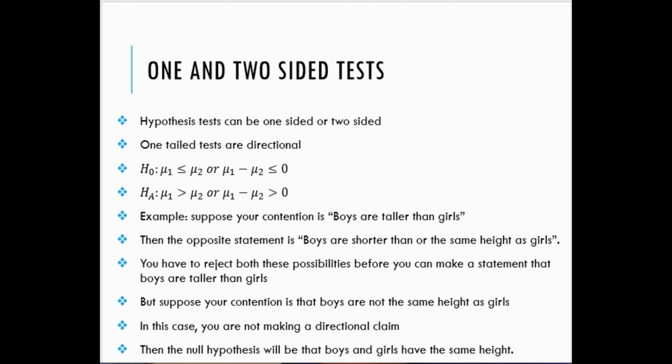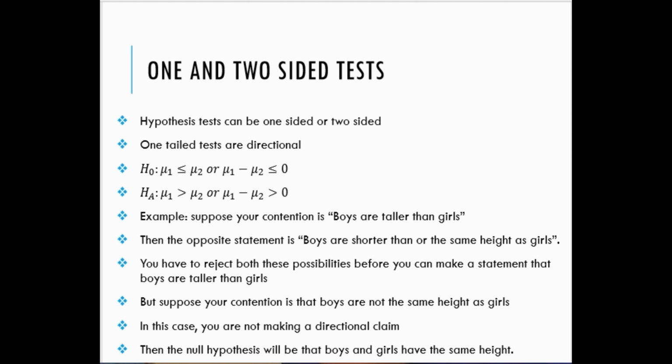Now we come to the idea of one and two sided tests. You can make a test where you say your null hypothesis is that something is equal to something else, and the alternate hypothesis is that it is not equal to the other thing. Then that is a two sided test. If you get evidence for the statistic being lower than the hypothesized value or higher than the hypothesized value, in either case you will reject the null hypothesis.